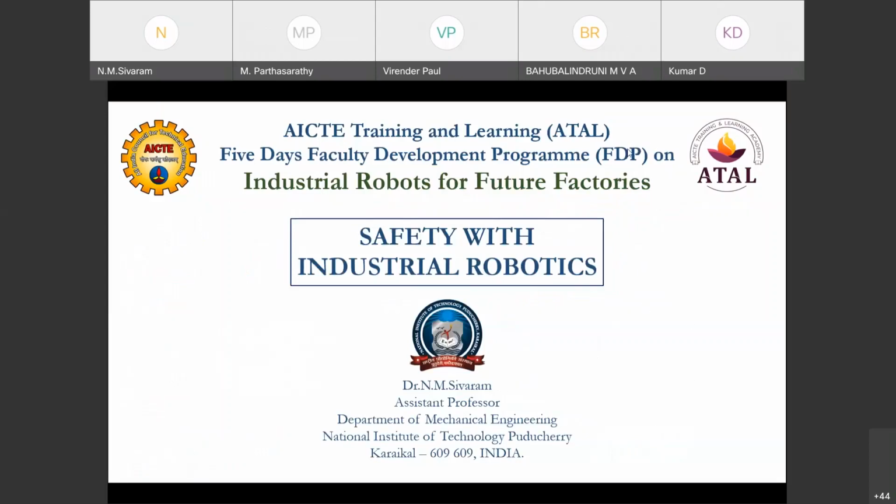The topic which we will be discussing today is about the safety with industrial robotics. I have planned this session in such a way that the initial part, for about 10-15 minutes, we will be discussing the fundamentals of safety, or the need and importance of safety engineering in an engineering activity. That is what the first 10-15 minutes we will be discussing.